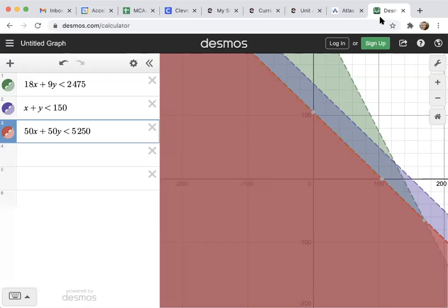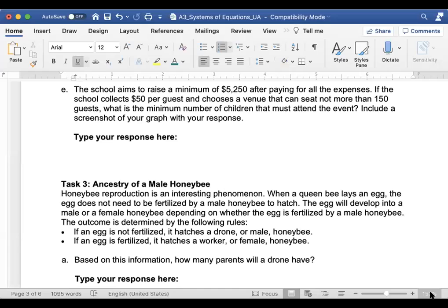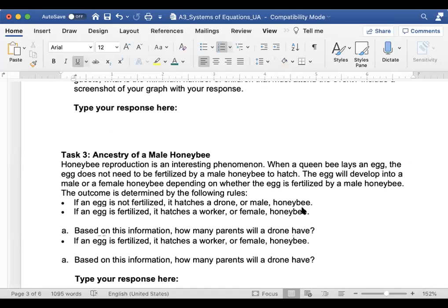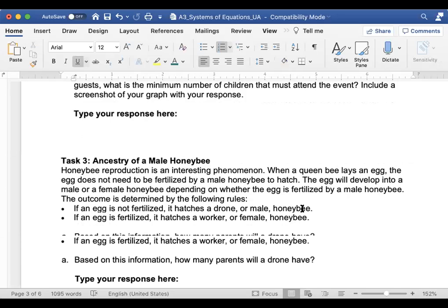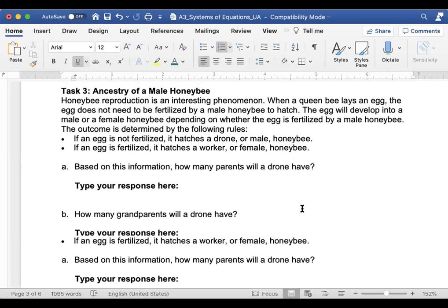All right. So let me switch screens again and go back to the systems of equations. I hope I am on the right screen. Yes. Okay. So now we're on task 3, ancestry of a male honeybee.